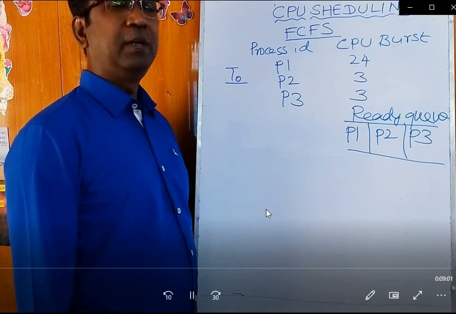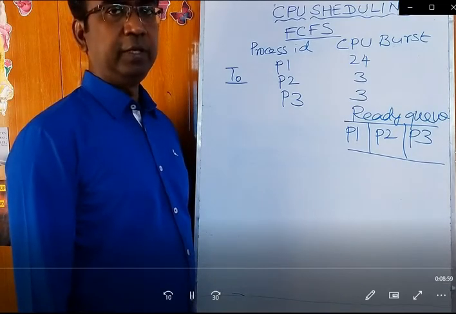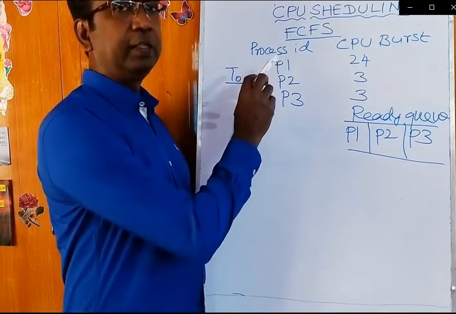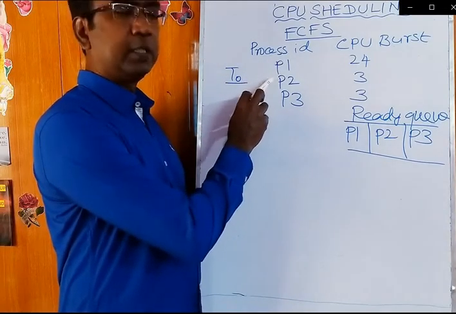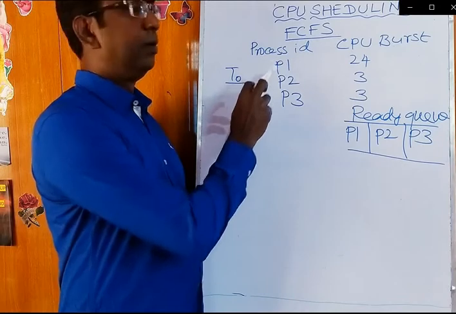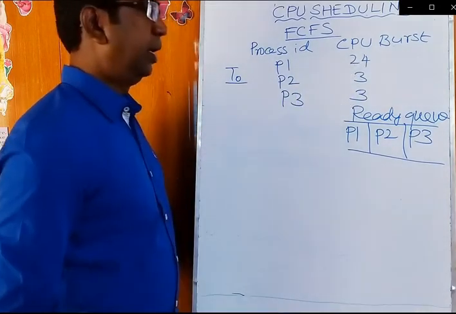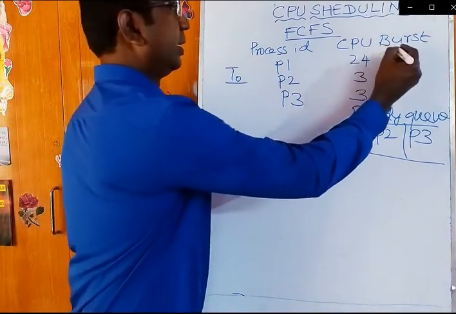Let us see how each process is allocated the CPU as per the first come first serve scheduling algorithm. According to this example, there are three processes: process P1, process P2, and process P3. For each process, the CPU burst time is given here. Let us take the CPU burst time in seconds.